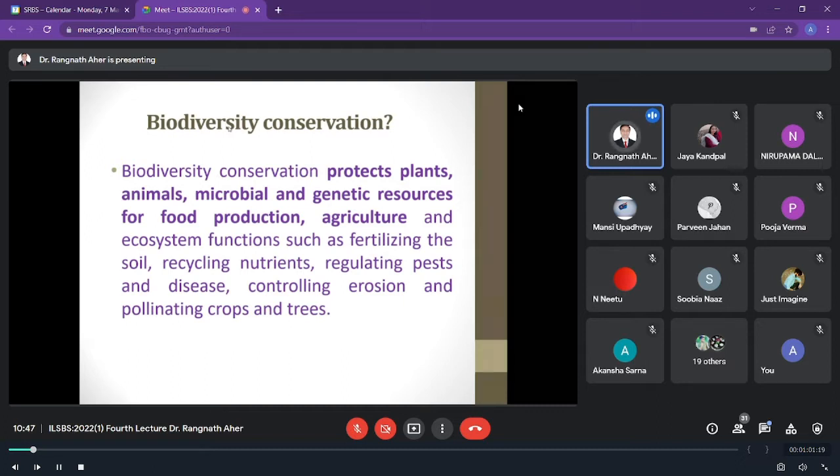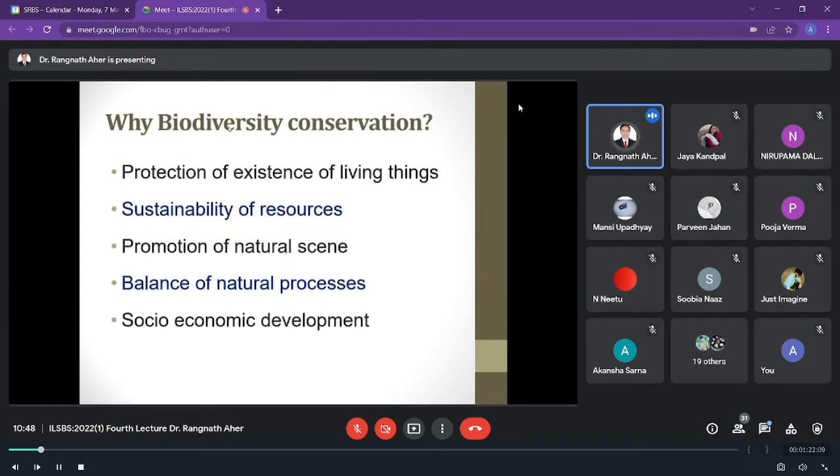In nature, there are a number of types of plants, animals, and microorganisms, and all together it is called biodiversity. Not only biodiversity, but its conservation is also very important. With respect to this, I am going to discuss this topic in detail.